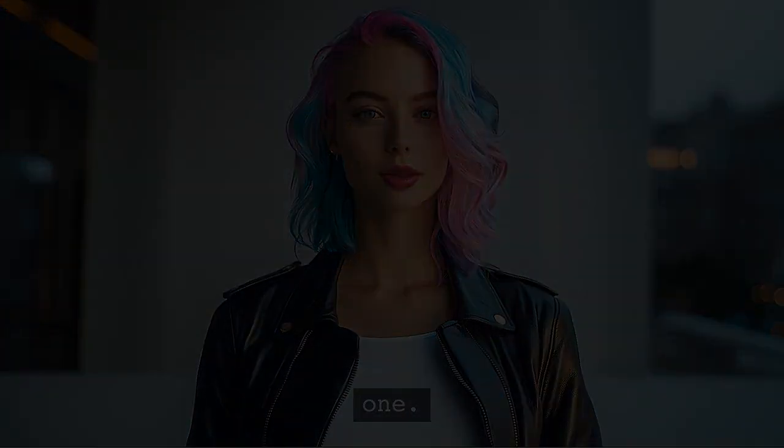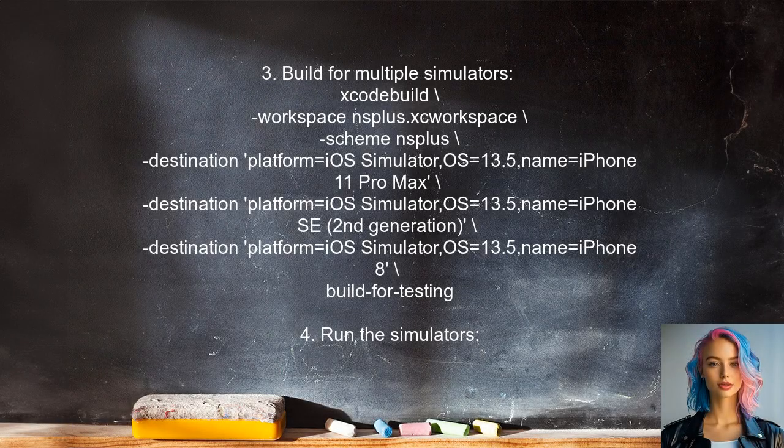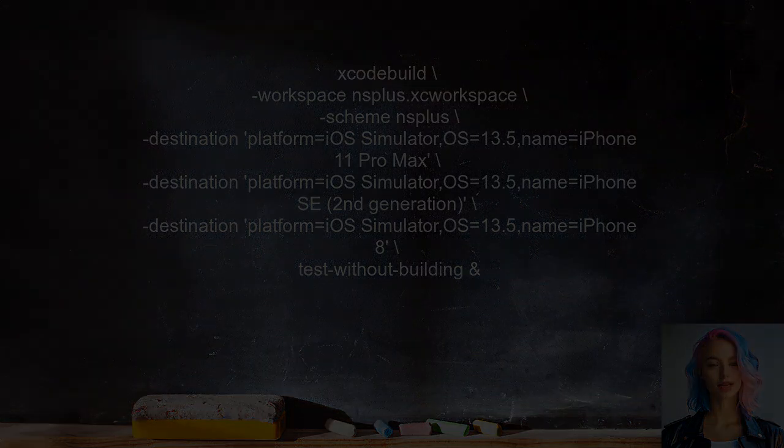Let's explore another one. An alternative approach to running multiple simulators in Xcode 9 involves using terminal commands. First, check all available devices with the command xcrun instruments -s devices. Then, navigate to your project's base folder in the terminal. Next, use the xcodebuild command to build your project for multiple simulators. Specify each simulator you want to run by using the destination flag for each device. Finally, run the test command with test-without-building to launch the simulators simultaneously.